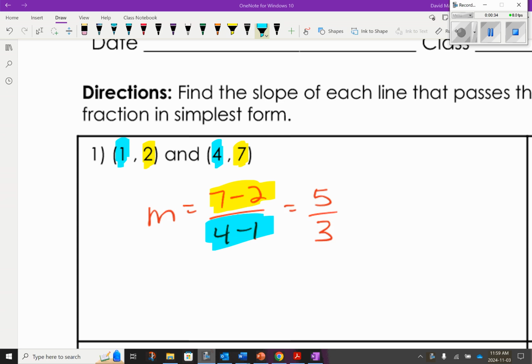So again, if we're going with our formula where we're taking the second point minus the first, 7 minus 2 is 5. That goes in the numerator for the y's. 4 minus 1, that goes in the denominator from the x's. 5 over 3, well, you can't reduce that. We can say the slope there is positive 5/3.